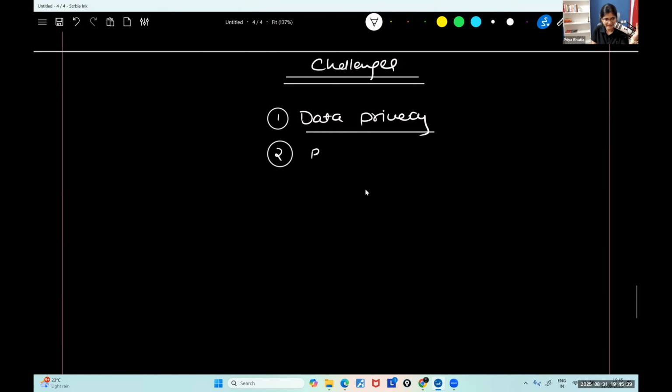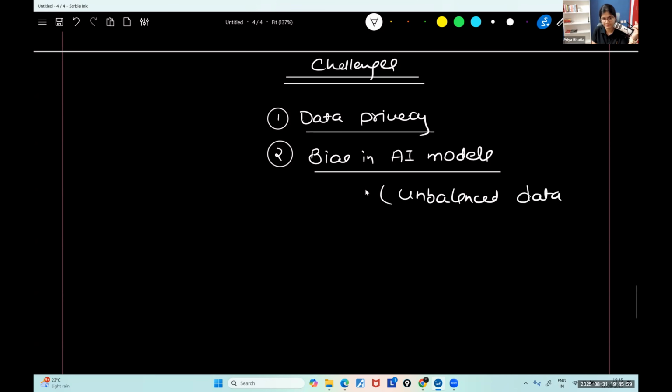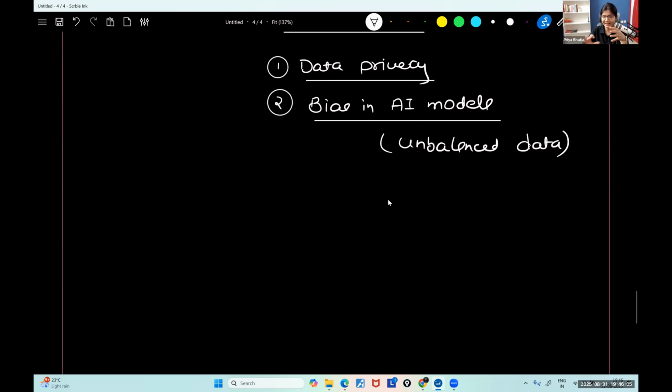Second thing is the bias in the AI models, which are specially designed in the healthcare domain. Why is there bias? The data set is highly imbalanced. We have unbalanced data available in healthcare. Why is that so? Let's say you are dealing with the problem of classifying whether a patient has cancer or not. Let's say you are working on a classification problem, be it any problem. Let's say it's a machine learning problem of diabetic or not.